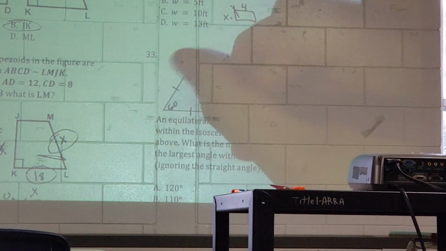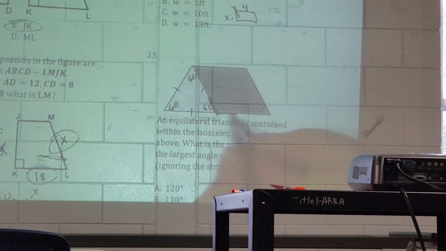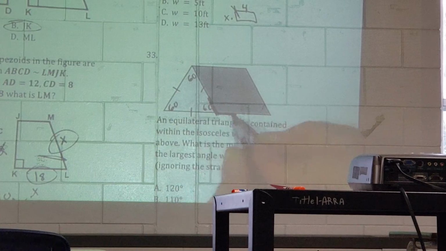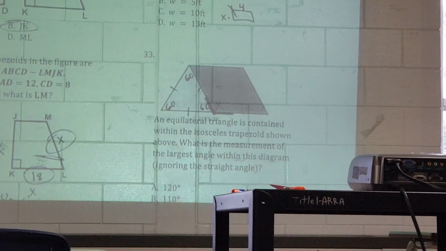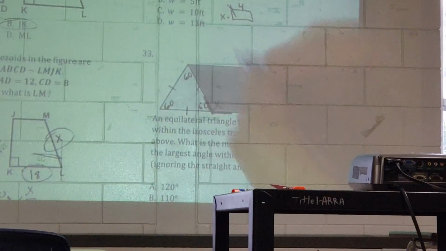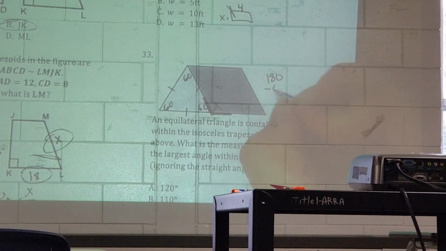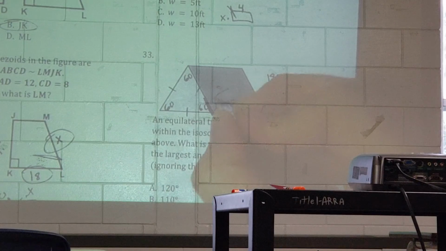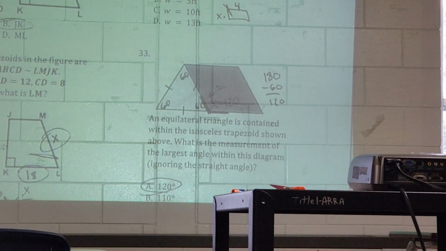Well, it looks to me like this angle right here is a nice obtuse angle. And the obtuse angle is easy to find because if these make a straight line, 60 and this angle right here, x, they have to add up to 180. So we're going to take 180, subtract 60 from it, and we get 120. So this has to equal 120, meaning the largest angle is 120.